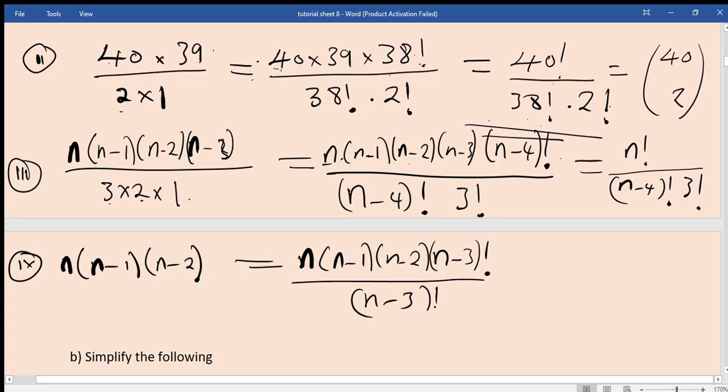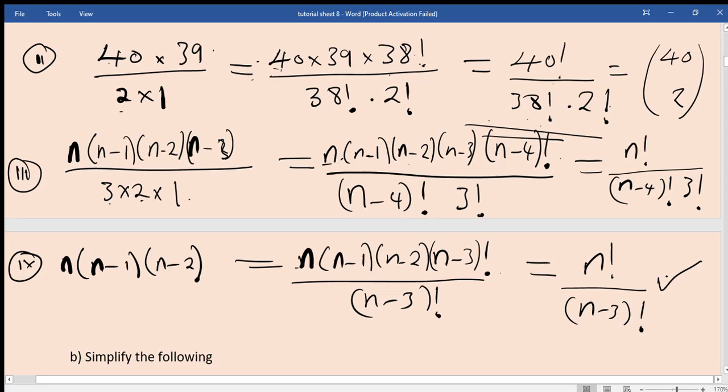So what does this mean? This means that from here to there, this is n factorial divided by n minus 3 factorial, and you are done. That's the concept we have there. So when that is done, then obviously we are good to go. So what we have here is indeed a representation of the factorial notation.